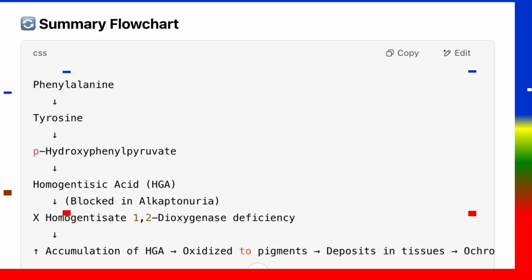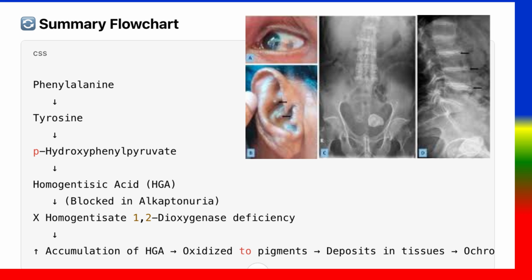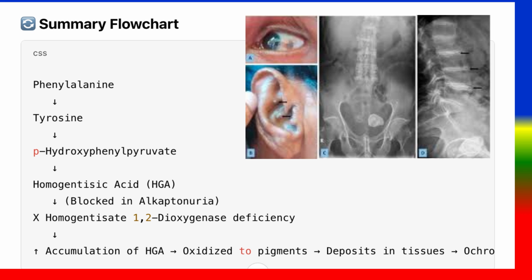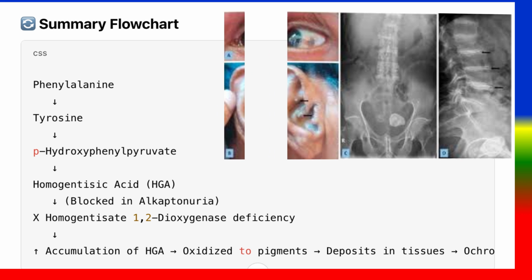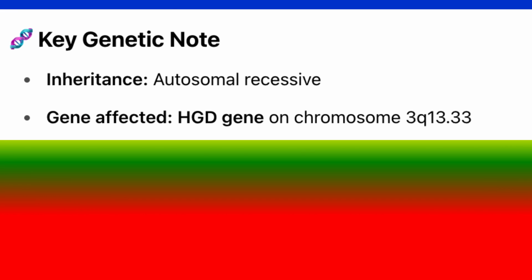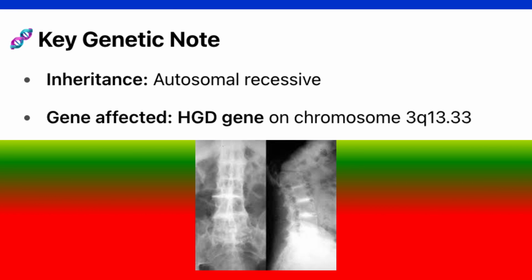Summary flowchart: phenylalanine, tyrosine, p-hydroxyphenylpyruvate, homogentisic acid (HGA), blocked in alkaptonuria by homogentisate 1,2-dioxygenase deficiency, accumulation of HGA, oxidized to pigments, deposits in tissues, ochronosis. Key genetic note: inheritance is autosomal recessive, and the gene affected is the HGD gene on chromosome 3q13.33.